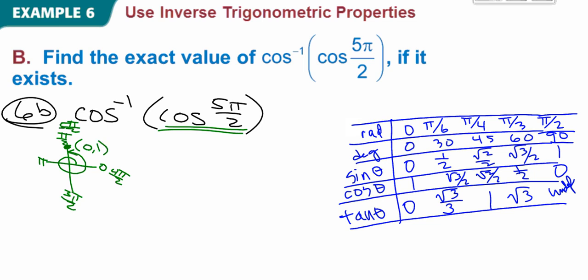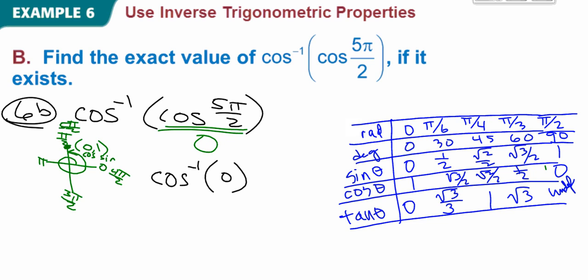Or I could say to myself, my reference angle is pi over 2. And that would work too. My reference angle is pi over 2, so I'm going to get that 0 over there. So the cosine of 5 pi over 2 is 0. And so then I'm going to find the inverse cosine of 0.